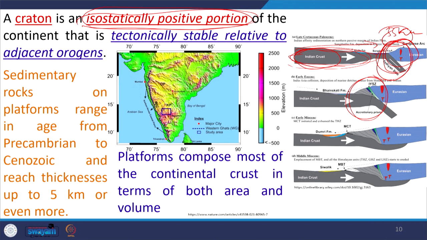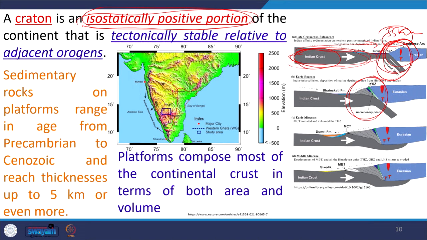And the sedimentary rocks on the platform range in age from Precambrian to Cenozoic and reach a thickness of about 5 kilometers or even more. So, that means this platform cover is not only a very thin cover, it may reach a depth of about 5 kilometers. So, the more the depth, the more the radioactivity, because more of this upper crustal rock is accommodated within the sedimentary basin. So, the platforms compose most of this continental crust in terms of both area and volume.